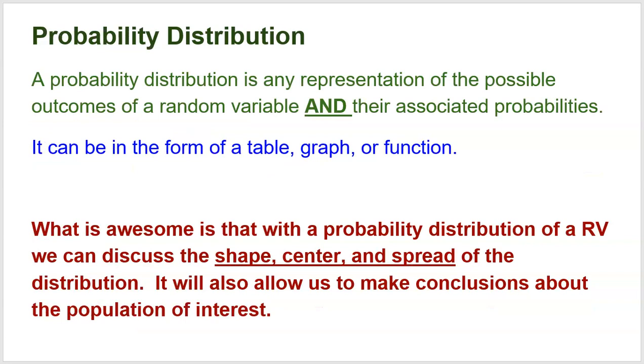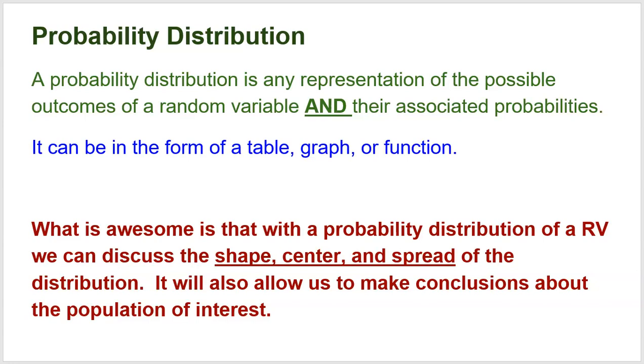Now, a probability distribution, we've actually already kind of talked about this, but a probability distribution is any representation of the possible outcomes and the associated probabilities. So again, we love probability distributions because they tell us everything we need to know. They tell us all the outcomes and they tell us all the associated probabilities. So let's be honest, you could really only make a probability distribution with a discrete random variable because you have to be able to make a list of all the outcomes.